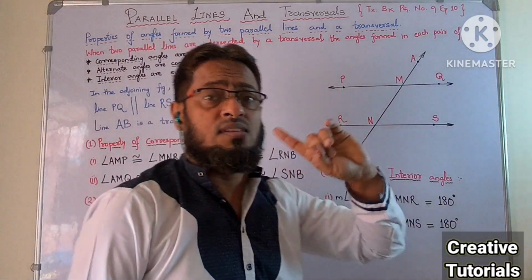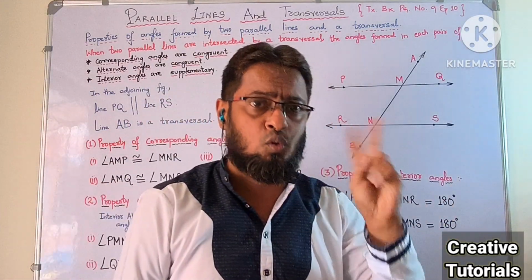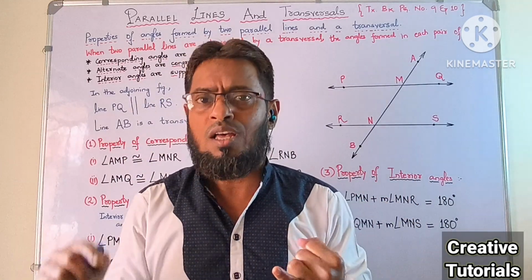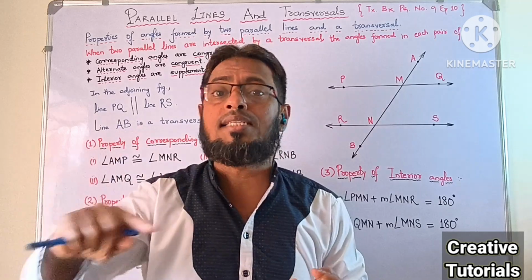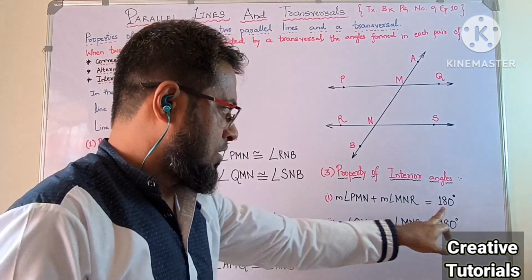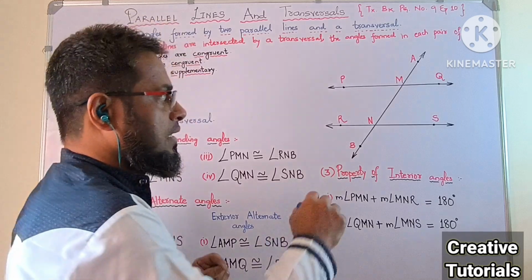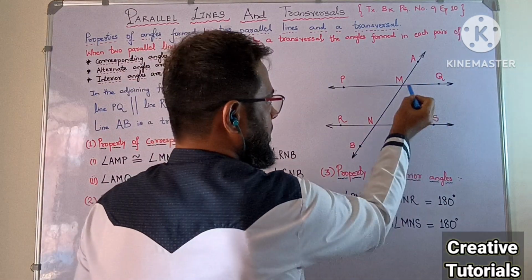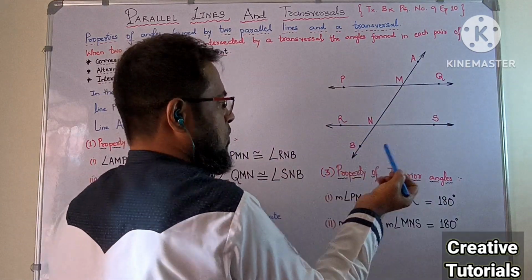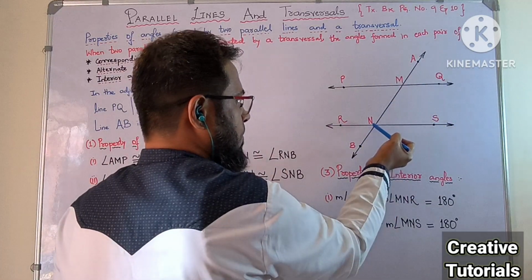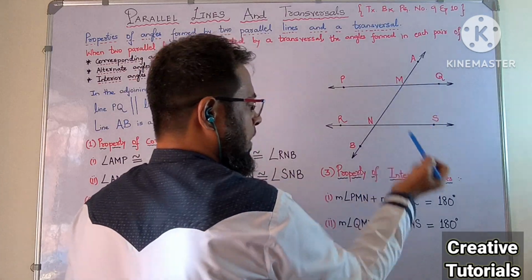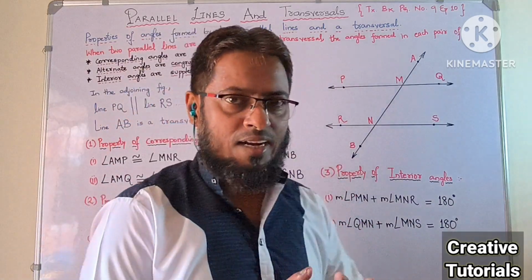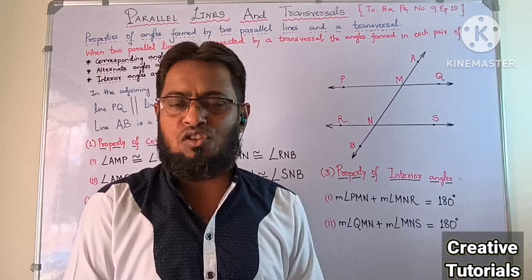If you remember, in our 7th standard we had already covered these two terminologies. One is complementary, which means 90 degrees in measure. The other is supplementary, which means 180 degrees in measure. So this comes to 180 degrees. The other pair is angle QMN and angle MNS. Therefore, measure angle QMN plus measure angle MNS is equal to 180 degrees. I hope that all three properties were very clear to each and every one.